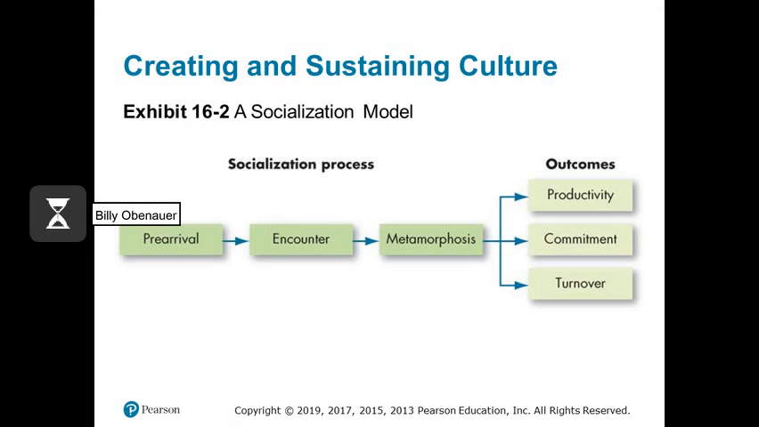Now, as we think about socializing our employees to a culture, we go through three different stages in this process. The first stage is what we call the pre-arrival stage. This is the part where we give people some insight into what they think the culture is going to be. During the hiring process, we tell people about the company, we tell them about everything that's going to be great, and so on and so forth. That's all part of the pre-arrival stage in the socialization process.